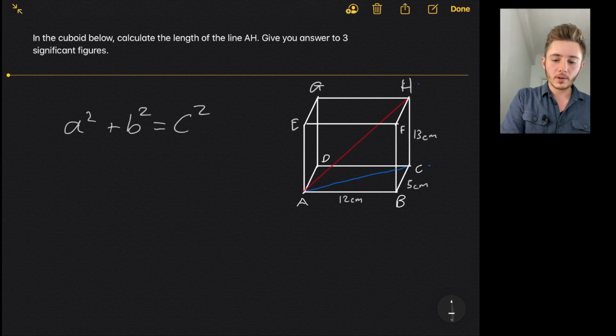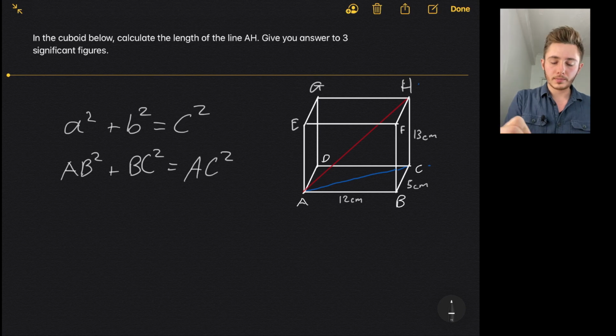So we've got AB squared plus BC squared equals AC squared. That's just a nice step. It makes it much easier for the examiner to know what you're talking about, and makes it much easier for you as well to know for 100% you're using the right length in the right place. Now we can substitute in our numbers.